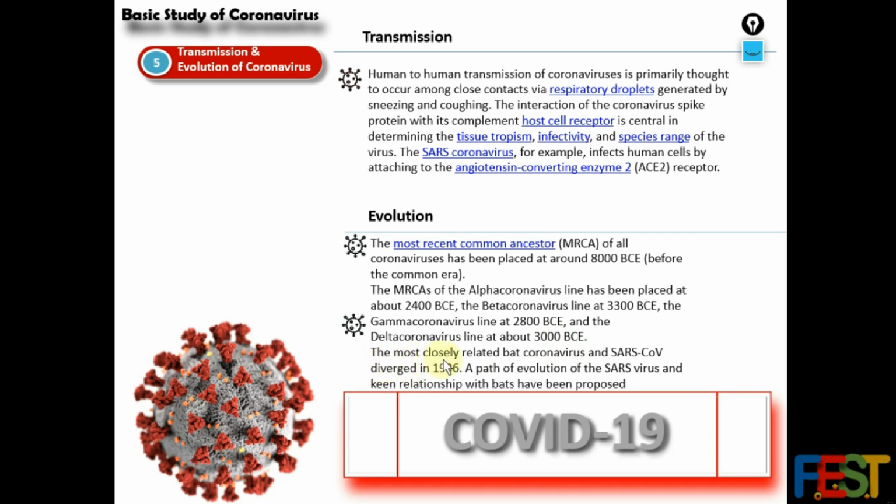The most closely related bat coronavirus and SARS coronavirus diverged in 1986. The path of evolution of the SARS virus and its relationships have been proposed.